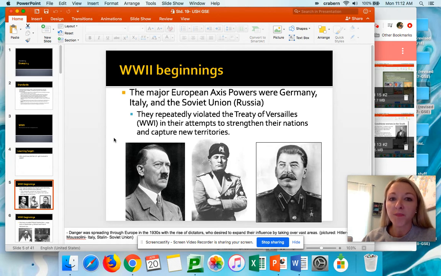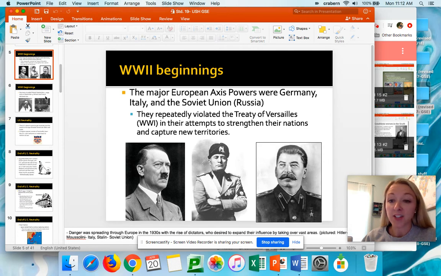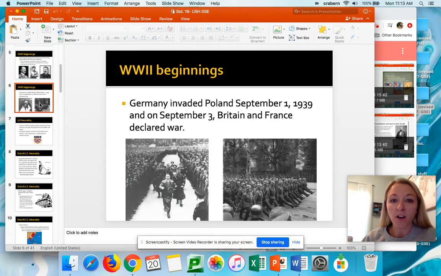And so basically, they start to violate this treaty because they're attempting to strengthen their nations and capture new territories, which the Treaty of Versailles specifically says you can't do. Right? Like, no more capturing of nations by you, Germany. And Germany goes and does it anyways. So they've already been violating the treaty. But a lot of the European nations are trying to kind of ignore it. I mean, they're telling him, no, no, Hitler, don't do that. But they're reluctant to get into war until Germany invades Poland on September 1st of 1939.